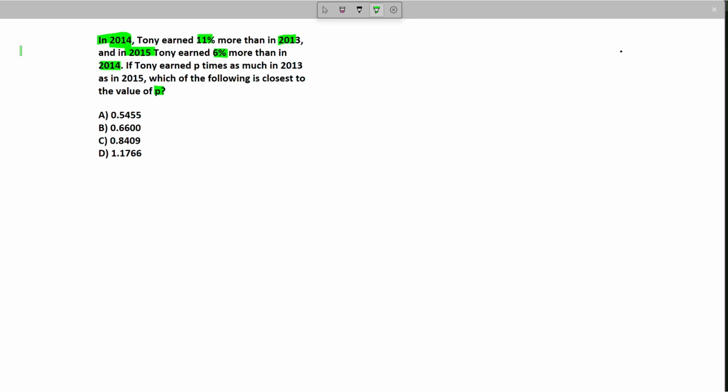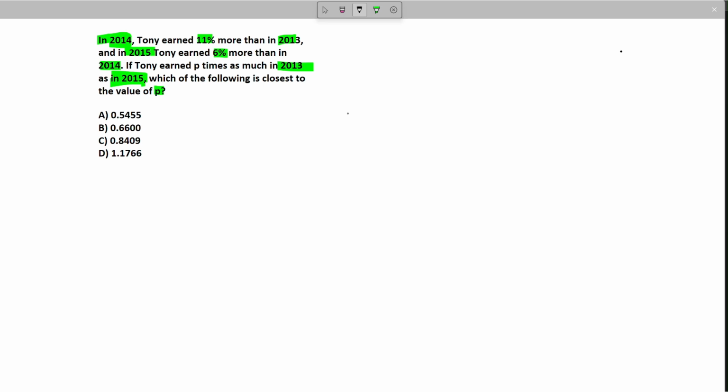So we are provided two cases where the earning in 2014 is 11% more than that in 2013. Similarly, in 2015, the earning is 6% more than that in 2014. Then we are asked how many times the earning in 2015 equals the earning in 2013. Just explaining like this might not be easy to understand, so let's solve this.